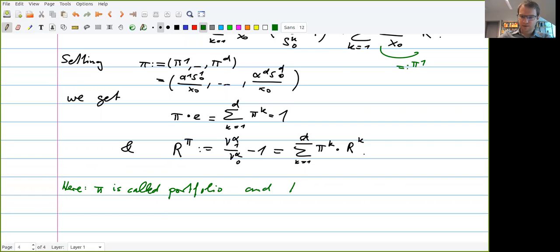And R pi is called return of the portfolio pi. Right, so this is consistent with what we have seen before.